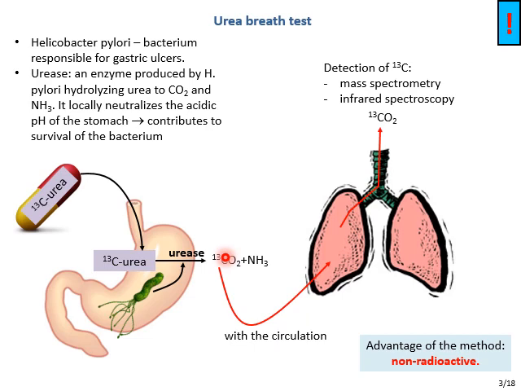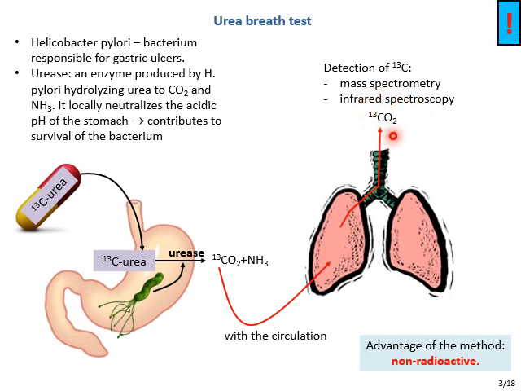enters blood vessels, and in this way, with the circulation, it will reach the lungs, and the patient will exhale carbon dioxide. And since the urea was labeled by carbon 13, therefore carbon dioxide will also contain this isotopic variant of carbon. So it is going to be carbon 13 carbon dioxide.